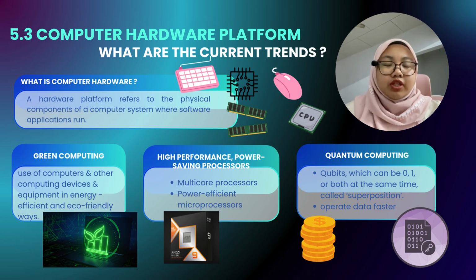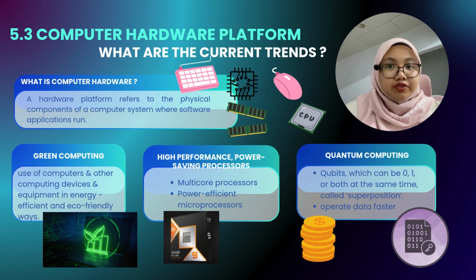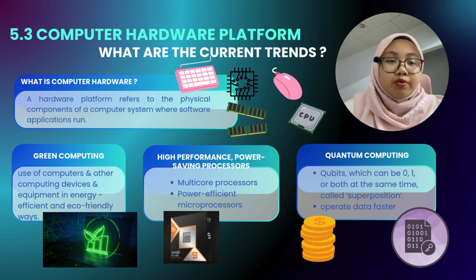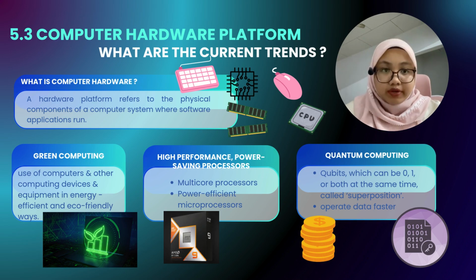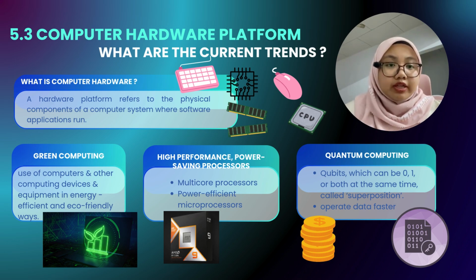Next, we are moving on to 5.1.3, which is the computer hardware platform, and what are the current trends of computer hardware. First, let me introduce you to what computer hardware actually is. A computer system is divided into two components, which are hardware and also software. Hardware is a platform. It refers to the physical components of a computer system and it helps to run the software applications. Examples of computer hardware are the central processing unit, or CPU, memory such as random access memory, or RAM, the motherboard, and input or output devices such as keyboard or mouse, or storage devices. These are the parts that work together to support your software and allow the software to function.